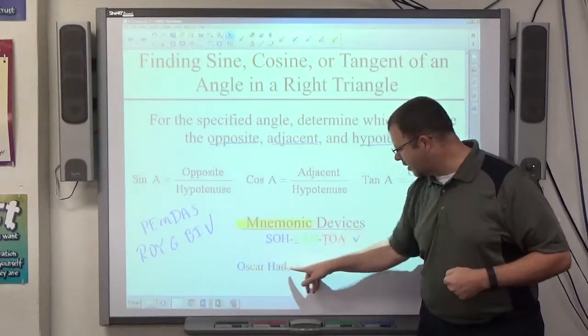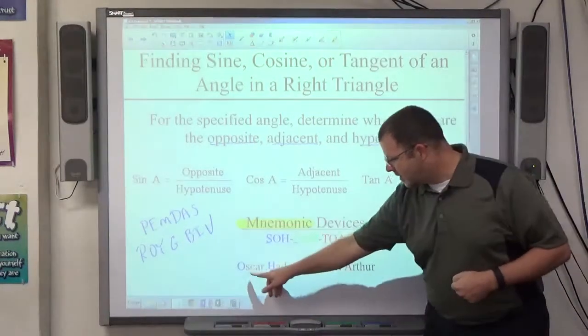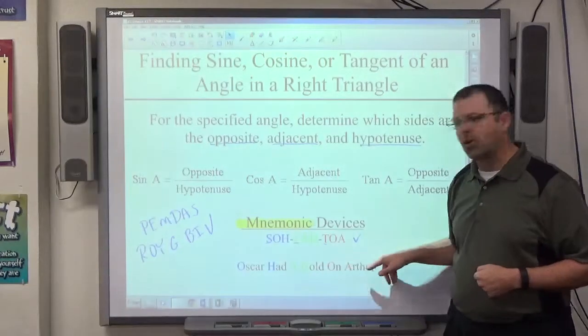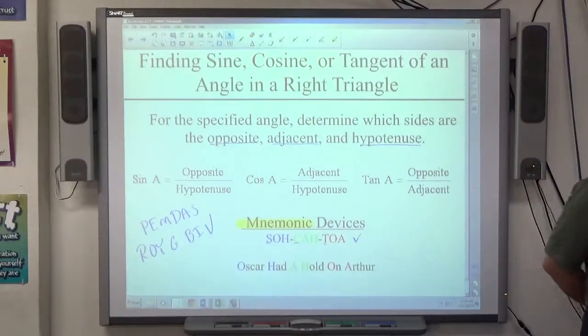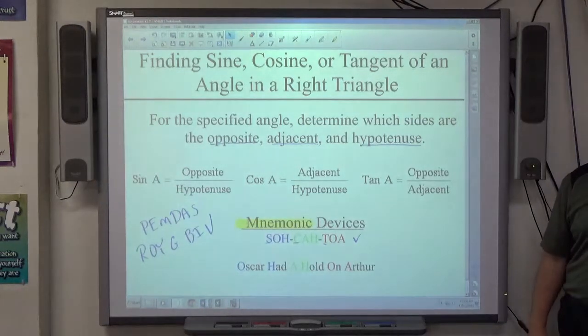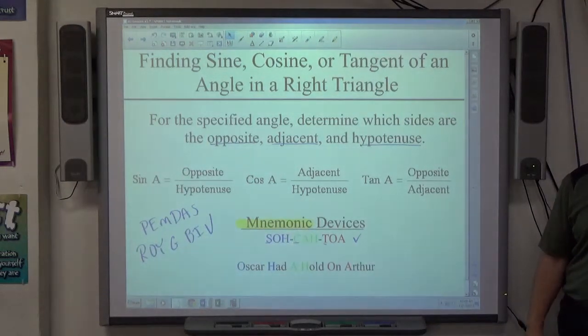The abbreviations of each letter tell you about adjacent, opposite, and hypotenuse. The other one is Oscar Had A Hold On Arthur. Again, sine first, cosine second, tangent third: OH, AH, OA. Whichever one you prefer. I like SOHCAHTOA. I've been doing trigonometry since 10th or 11th grade, and our teacher taught SOHCAHTOA. I learned Oscar Had A Hold On Arthur from this new book we got here. Use whichever one you like. Just know what they are.